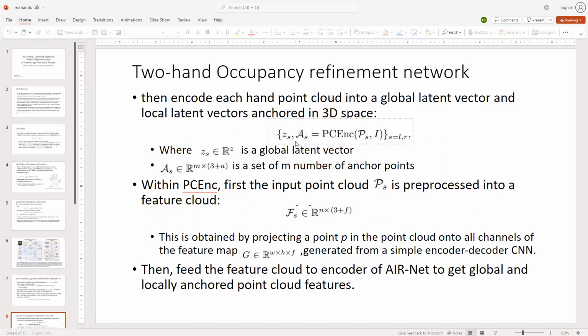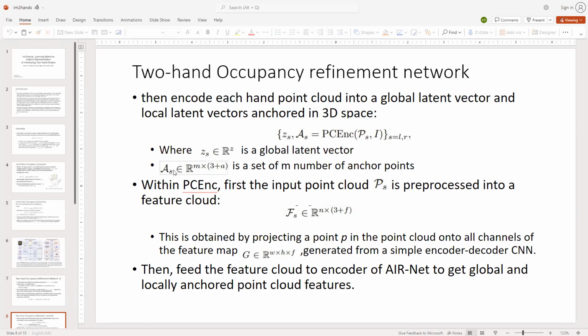So for one particular hand, we only have one global latent vector in a particular frame. All the points in the cloud are given the same global latent vector, and this AS parameter is different for every individual point in the cloud.